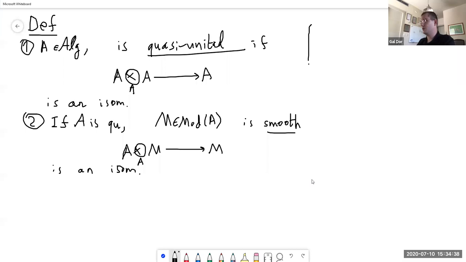So the easiest example is unital algebras. All unital algebras are quasi-unital. That's very easy to show. And all of their unital modules are also smooth. However, they don't have to be unital. For example, even having a one-sided unit, just a left unit or a right unit, is enough to be quasi-unital. Again, it's not very hard to show. But there are also rings that are not unital, but quasi-unital.